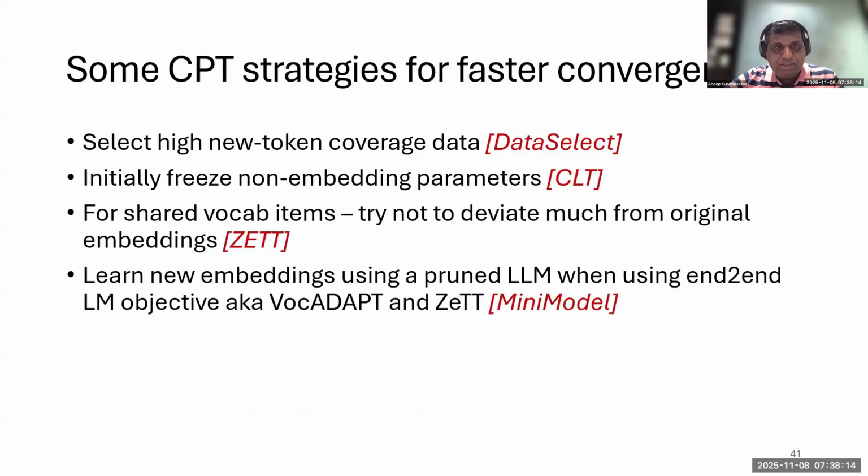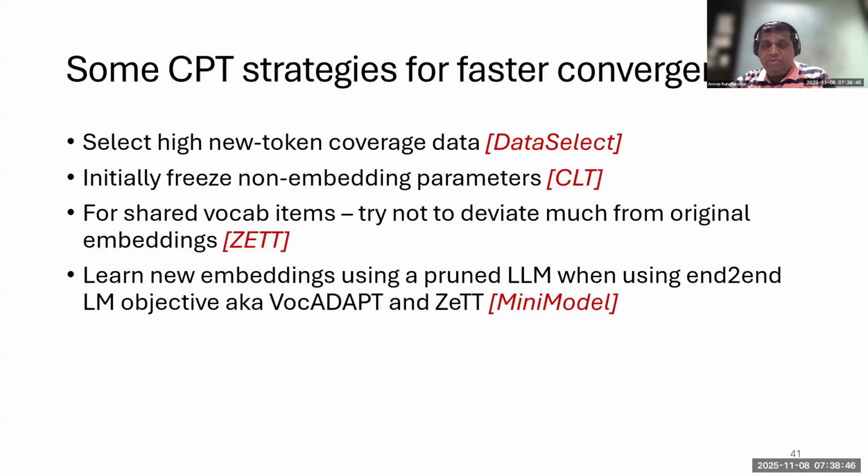Next slide, please. Along with this, you can do a few things to speed up convergence. One is what data you use for continued pre-training, and it is good to select data where there is a high coverage of the new tokens. It's good to first freeze the non-embedding parameters initially, as we just saw. And for the shared vocabulary items, having an additional objective to make sure that they don't deviate much from the original embeddings helps a lot.